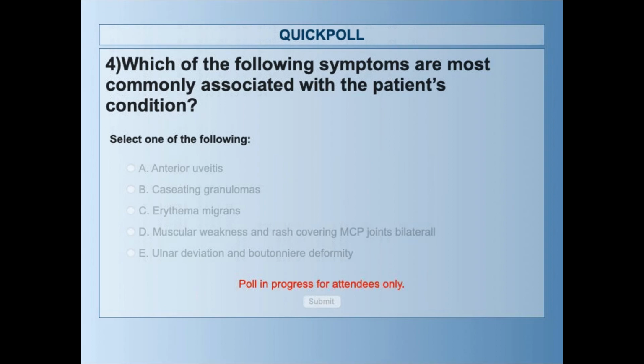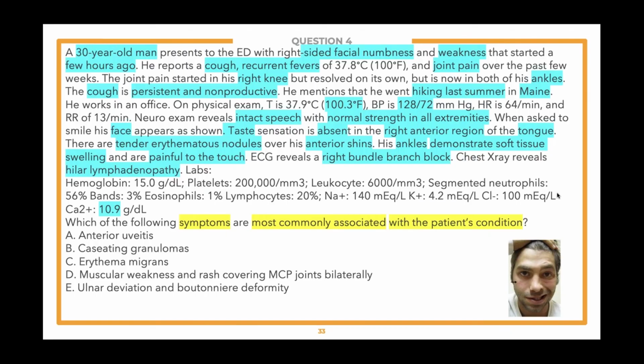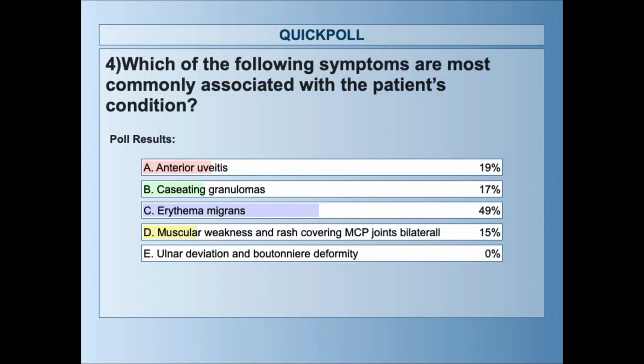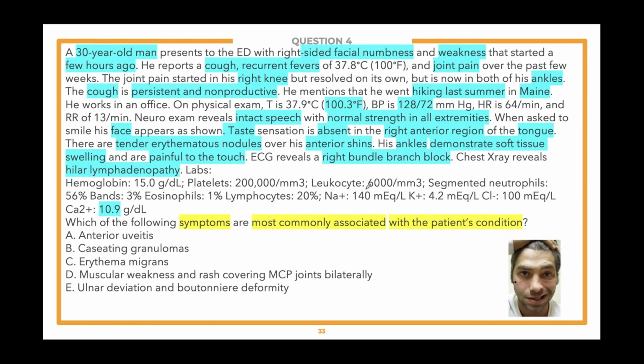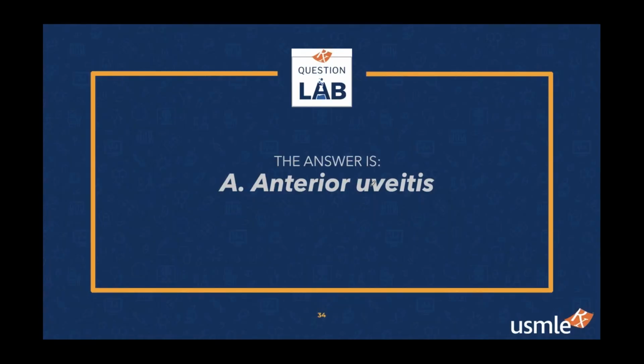Let's take a look and see what you selected. 49% of you selected erythema migrans, and that was by far the most popular choice. Let's take a look and see what the correct answer is. Correct answer is A, anterior uveitis, and 19% of you got it right. So definitely a challenging question.